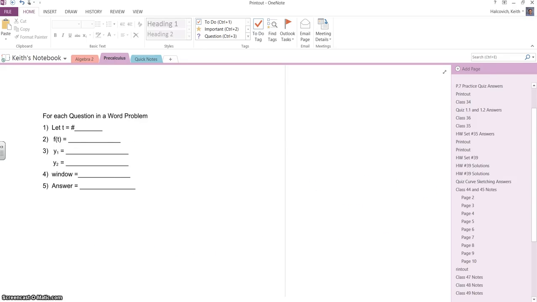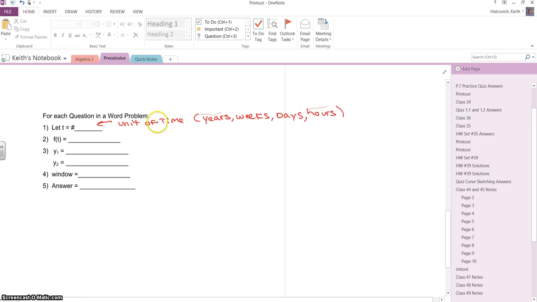For each question in a word problem, you need to have these 5 things. So let t equal whatever unit of time, whether it be years, weeks, days, or hours. Those are some examples of time.